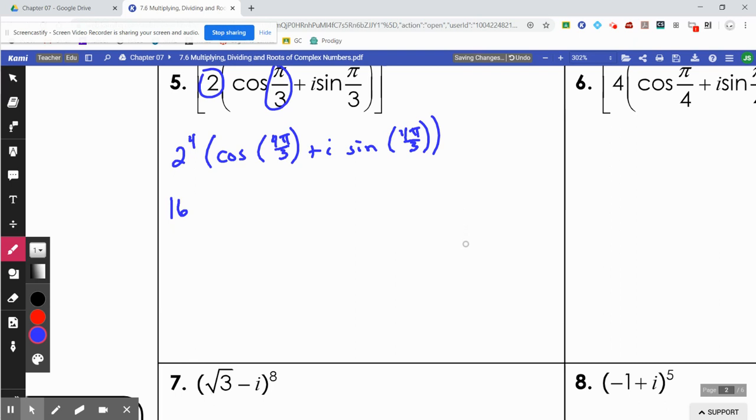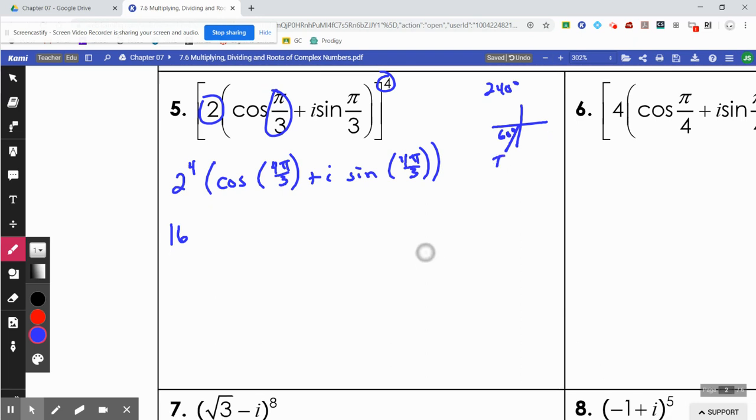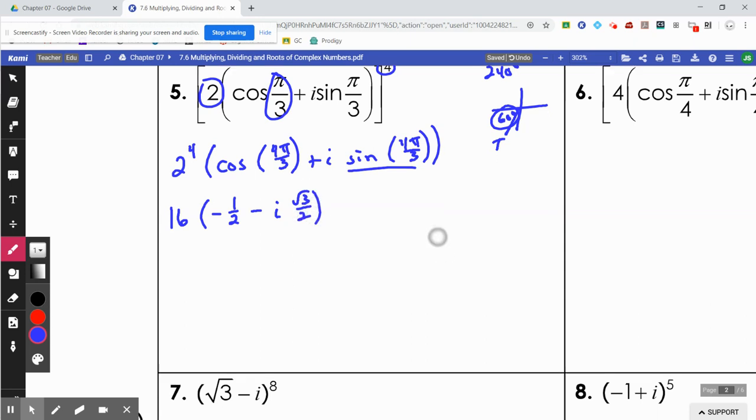The cosine of 4 pi over 3, let's say that's 240 degrees. So that would be a third quadrant, 60-degree reference angle. All students take calculus, so that's going to be a negative for cosine and sine. So negative. 4 pi over 3 against our reference angle is 60, so cosine of 60 is going to be a half, plus I times, now the sine of 4 pi over 3 will also be negative, so let's go ahead and put our negative out front here. And the sine of 60 will be root 3 over 2.